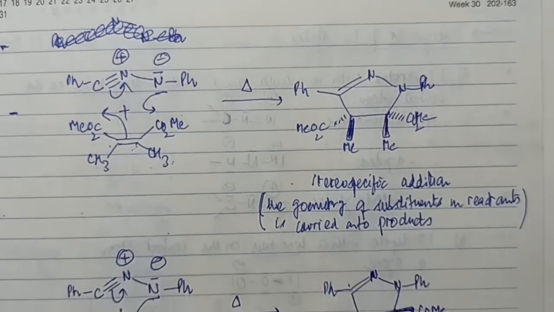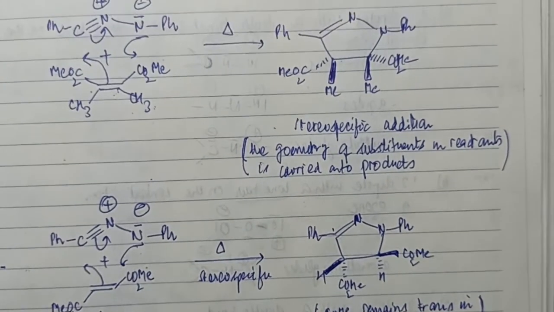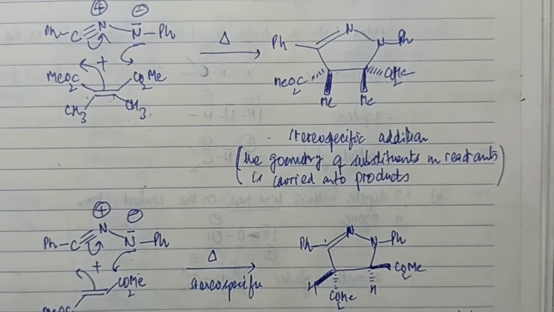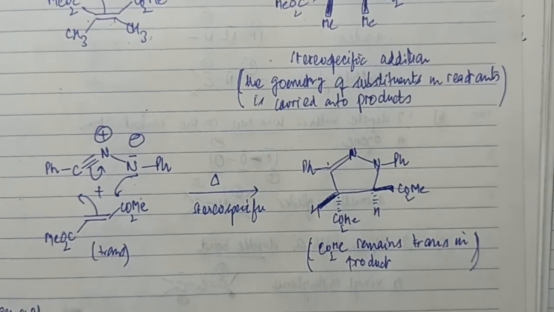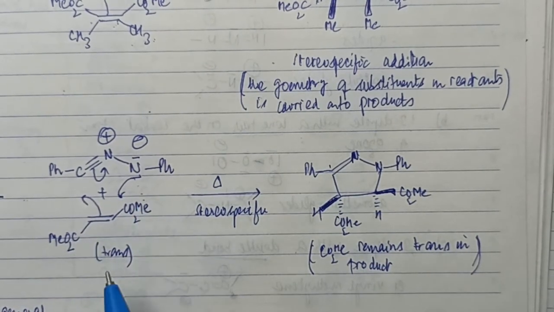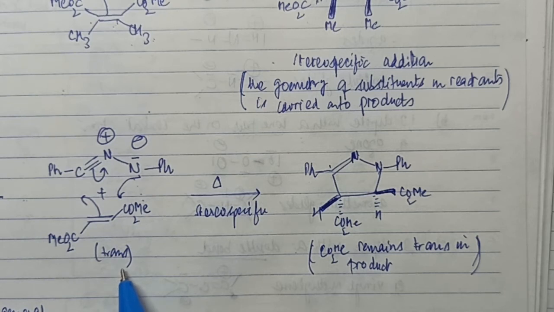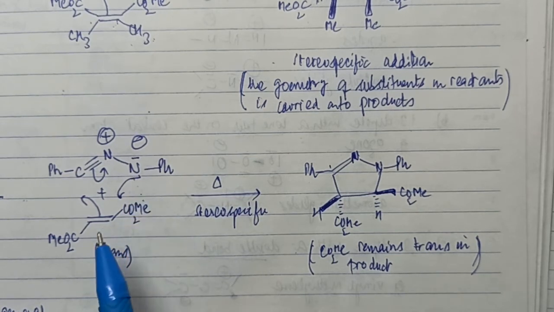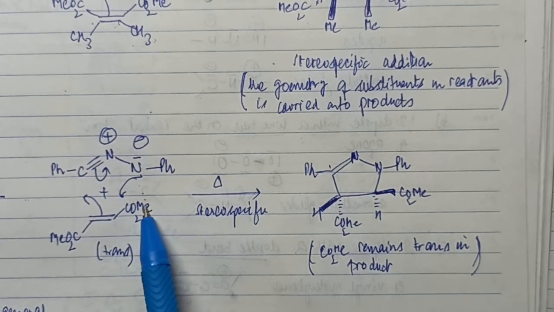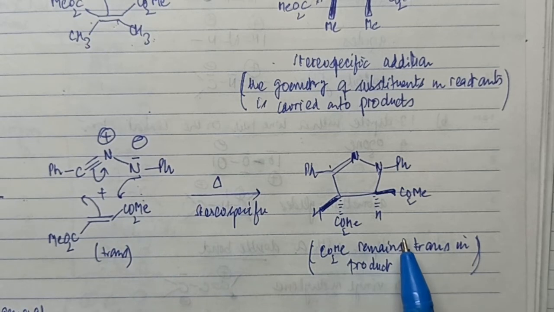Let's take another example, taking a similar dipole. I've taken this 1,3 dipole here. Now I've taken an example in which I have a dipolarophile in which both substituents have an E or trans geometry with respect to one another. Again, during the course of this reaction, this double bond does not assume a single bond character. Hence, whatever is the geometry of the substituents on the reactants, the same will be carried onto product.